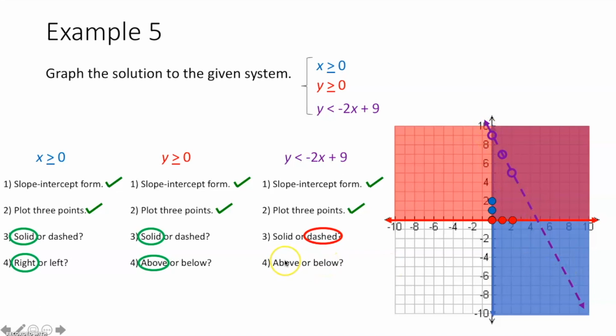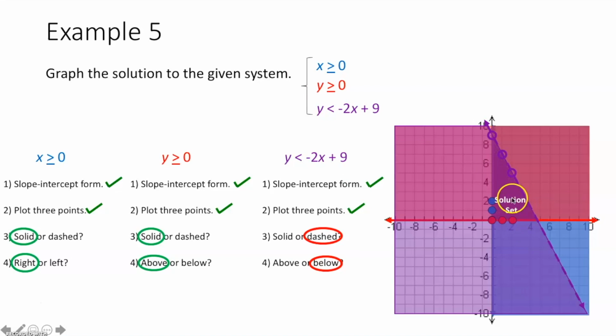After that, we decide, are we shading above or below this given line? Well, since the inequality symbol is facing away from the y value, that means we want all y values less than our given line. So we want all the y values below our given line. So we shade that way. Now, where all the 3 shades cross, that is your solution set to this system. So that would be this triangle in here. That is your solution set.